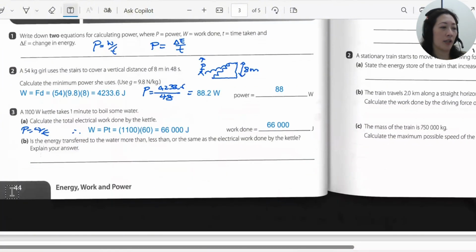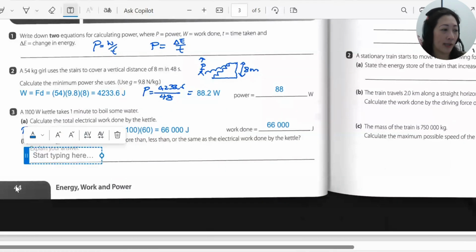All right, question B. Is the energy transferred to the water more than, less than, or the same as the electrical work done by the kettle? Think about it. There will always be energy lost to the surroundings, right? So it obviously cannot be more than. Where does the magic energy come from? Not the same either, because there's always energy loss. Therefore, the answer is less than.